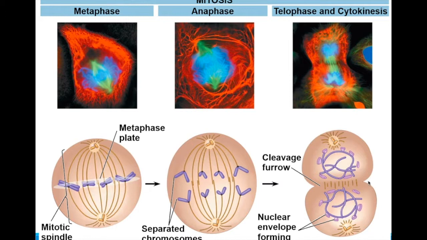The cytokinesis that you can see is this cleavage furrow. This is an animal cell. So what it does is it invaginates in on all sides, and eventually it will get smaller and smaller and smaller and smaller until it pinches off into two separate cells.